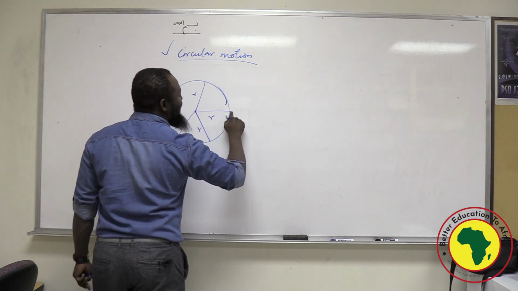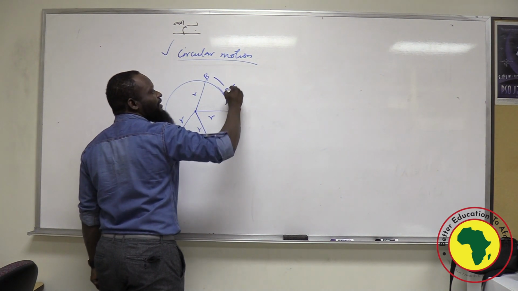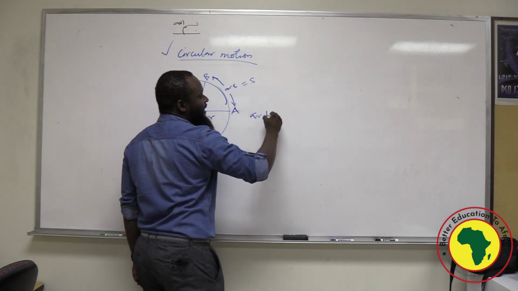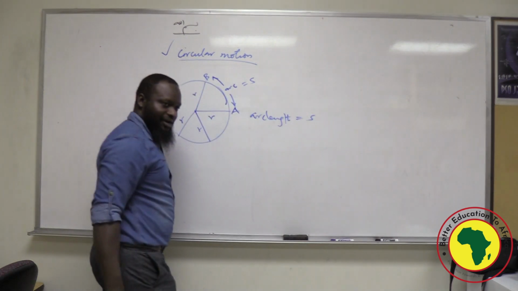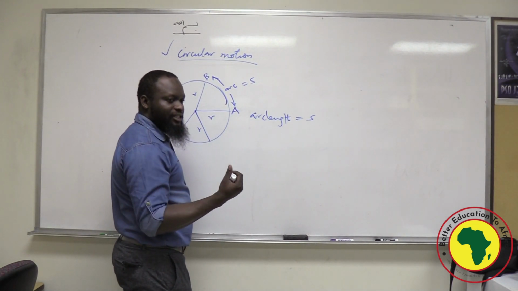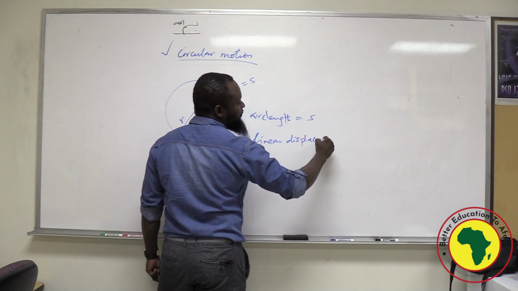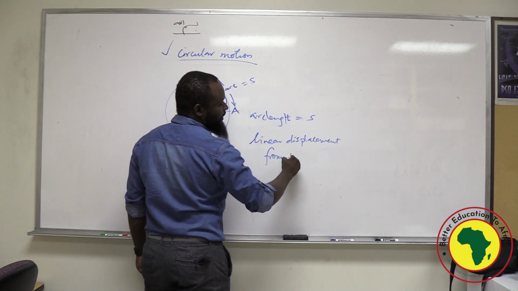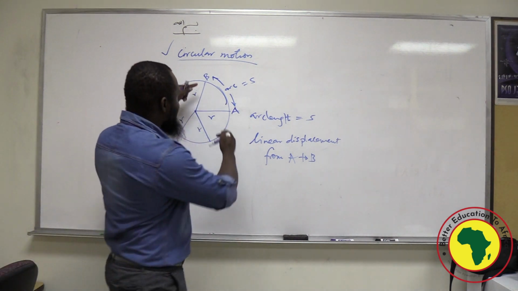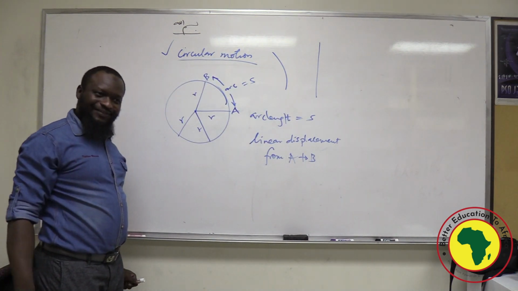So if I have an object move from A to B along this arc, the distance covered along the arc, I call it S. So arc length, I call S. That distance from A to B is actually the magnitude of a displacement, so I call it linear displacement. So you are going around a circle, but I can take this part of the circle out and stretch it out and say you just moved the linear distance from A to B.